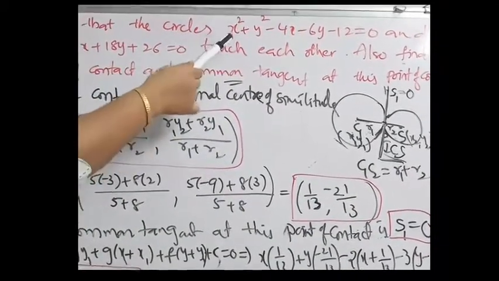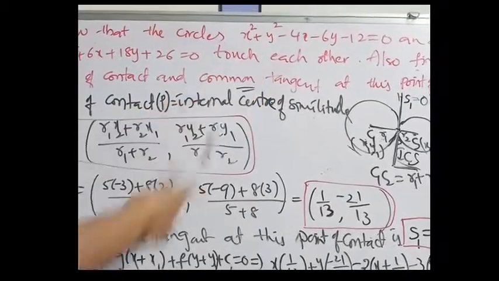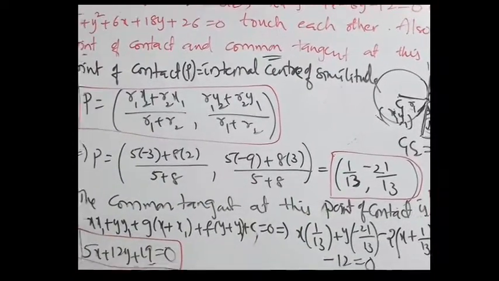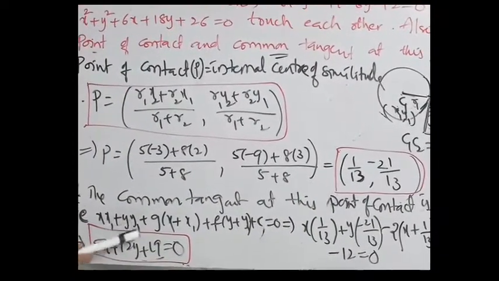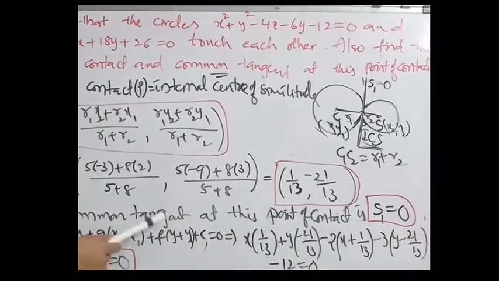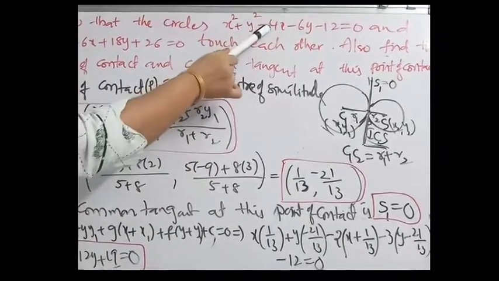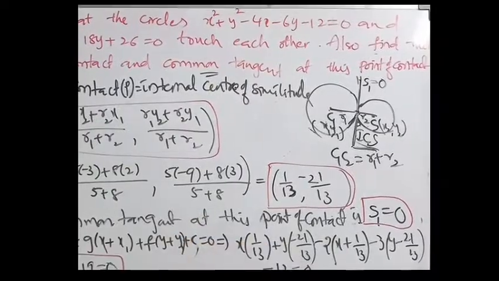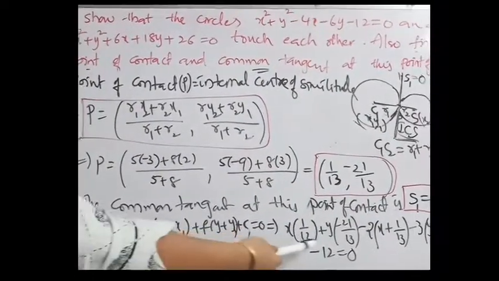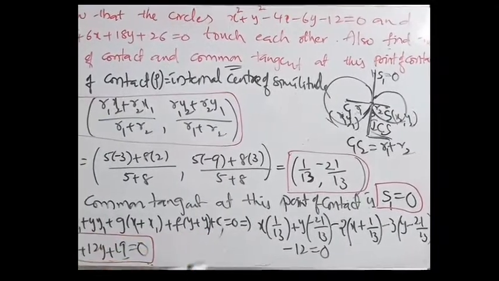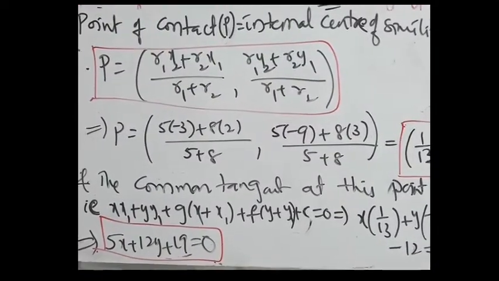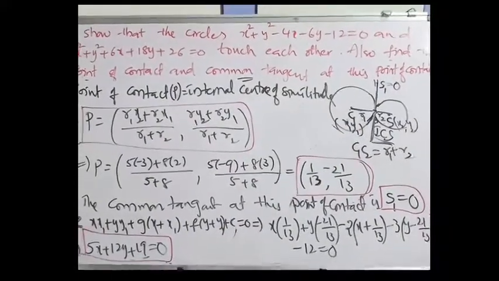What is S1 equals 0? x x1 plus y y1 plus g of x plus x1 plus f of y plus y1 plus c equals 0. This is the formula for S1 equals 0. Substitute the values: x1, y1 is this point, and the g, f values. Here 2g is this one, so g is minus 2 and f is minus 3, and again c. After solving this, take 13 LCM and take the remaining terms, solve this equation, then you get the tangent equation, that is 5x plus 12y plus 19 equals 0, which is the required common tangent at this point of contact.